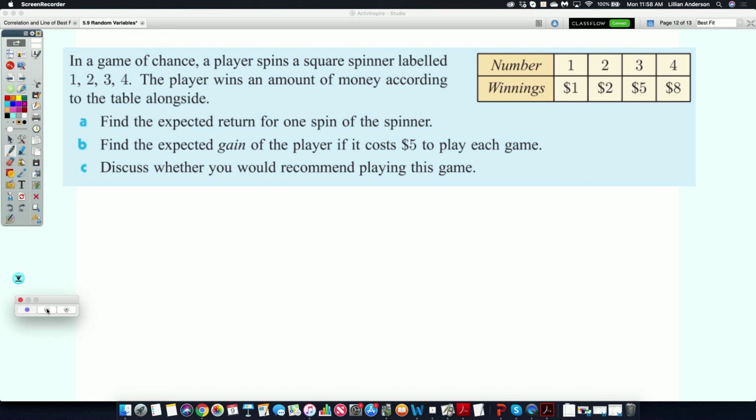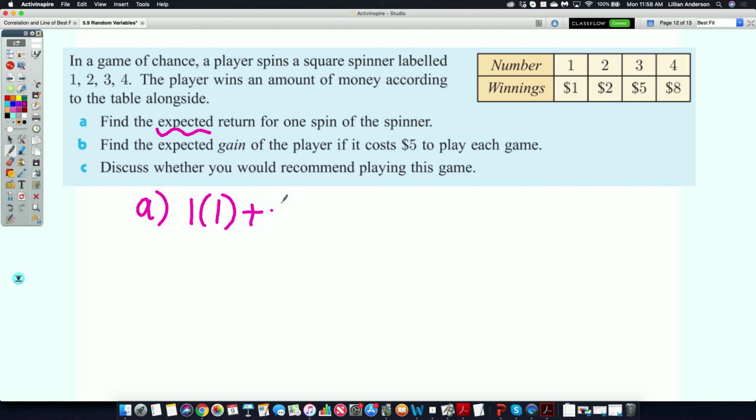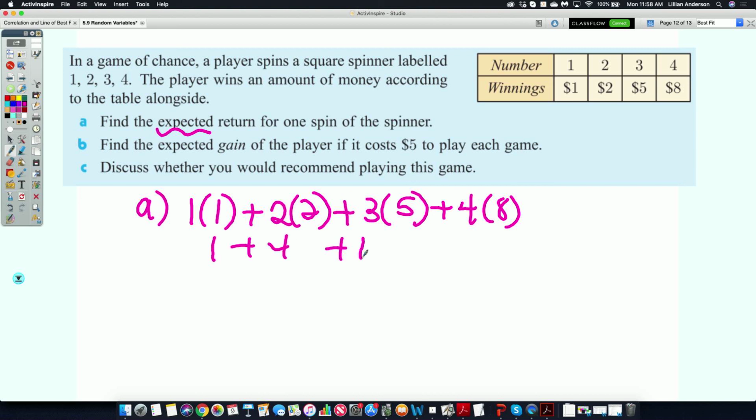So, find the expected return for one spin of the spinner. Keyword in this is what? Expected. Return basically means, if they were to play the game, how much are they expected to win? And so we find that out by doing what? 1 times 1 plus 2 times 2 plus 3 times 5 plus 4 times 8. We can do this without our calculator. We know 1 times 1 is 1, 2 times 2 is 4, 3 times 5 is, and 4 times 8 is.